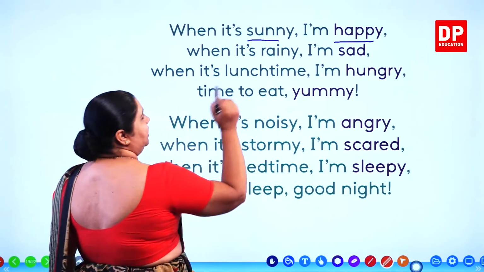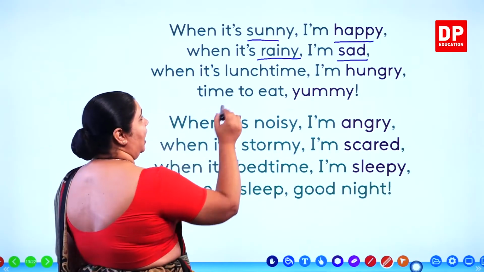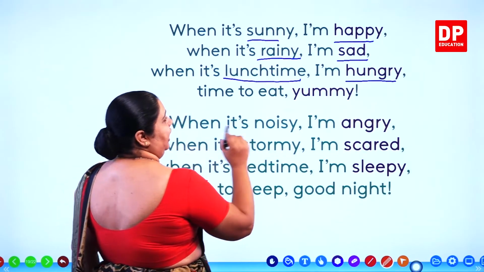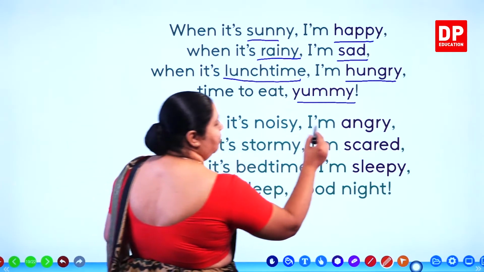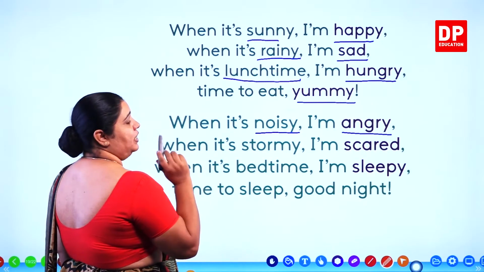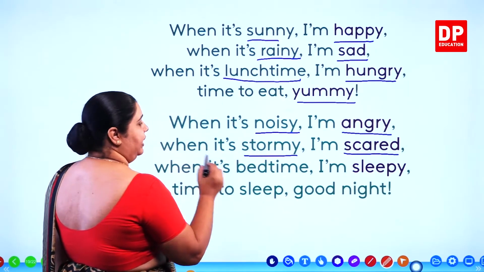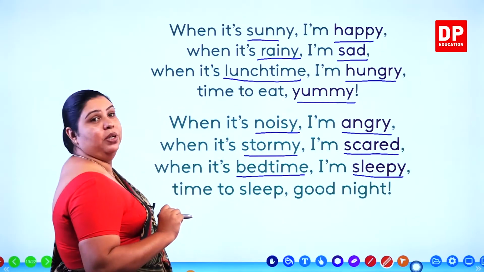Right. When it's rainy, I'm sad. When it's lunchtime, I'm hungry. Time to eat, yummy. When it's noisy, I'm angry. When it's stormy, I'm scared. When it's bedtime, I'm sleepy. Time to sleep, good night.